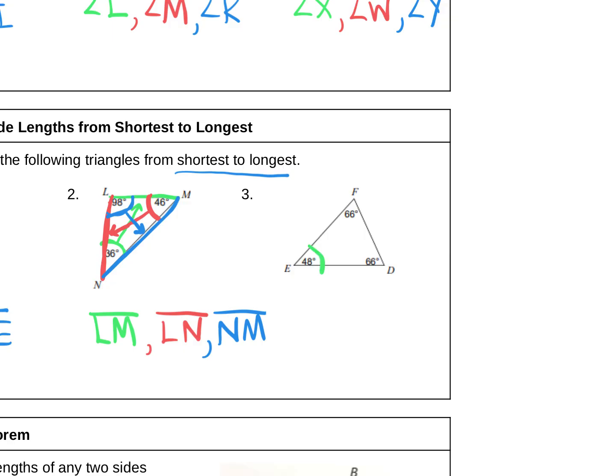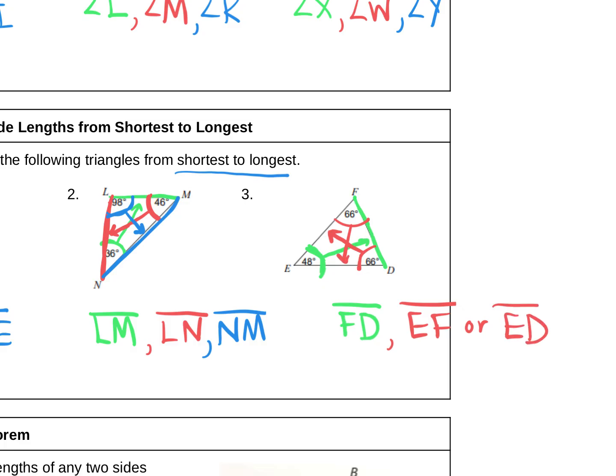Smaller angle is 48. Across from that is FD. And now this one's kind of interesting because the next biggest angle could be either angle D or F. Across from angle D is EF. And then across from angle F is ED. So either one of those could go next because they're actually the same angle.